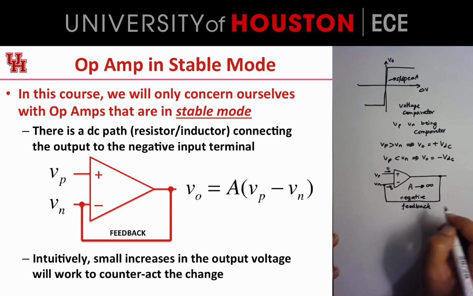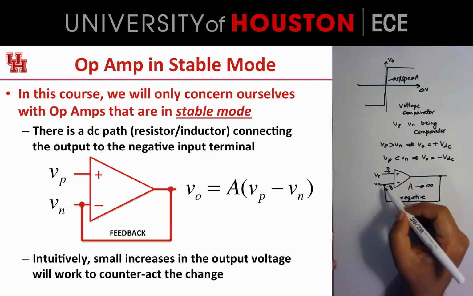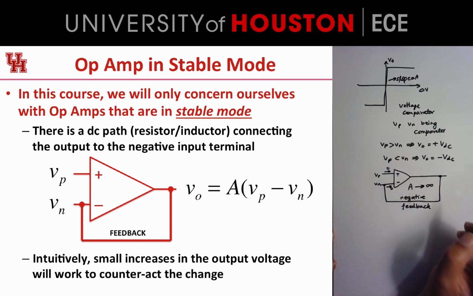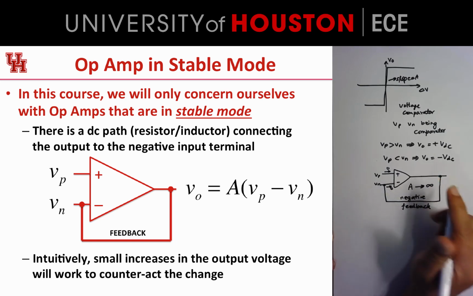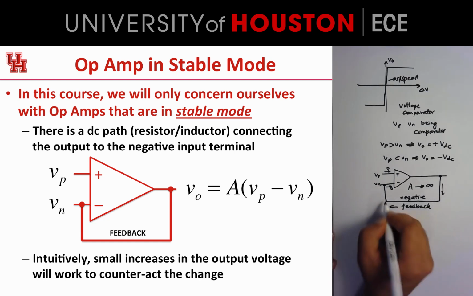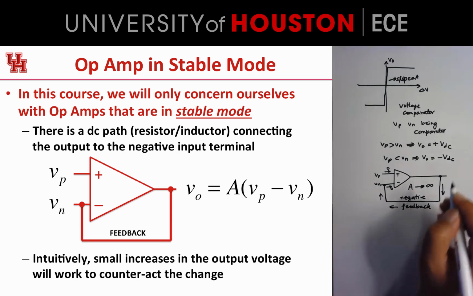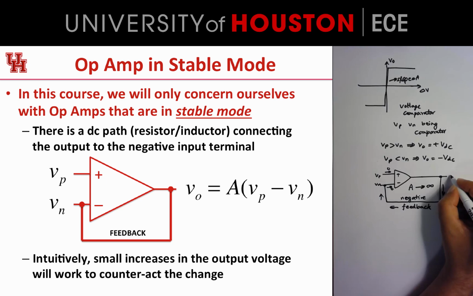It's called negative because the feedback is being given to the negative input of the op-amp. Of course, it's called feedback because the output is being fed back to the input like this, right? So what does negative feedback do? Intuitively, suppose the output voltage is some value V.